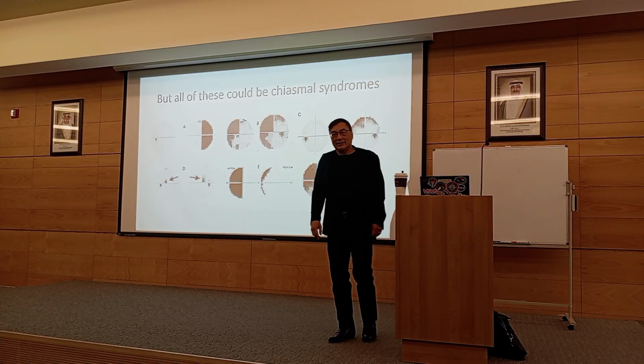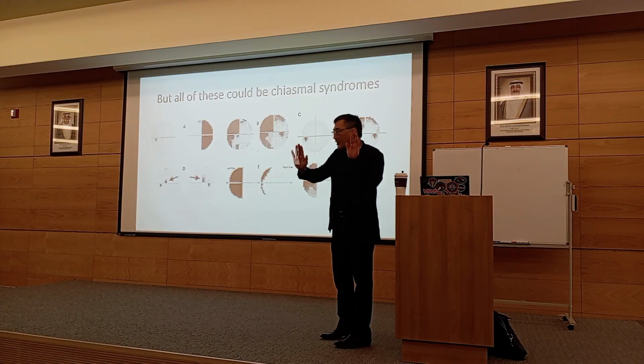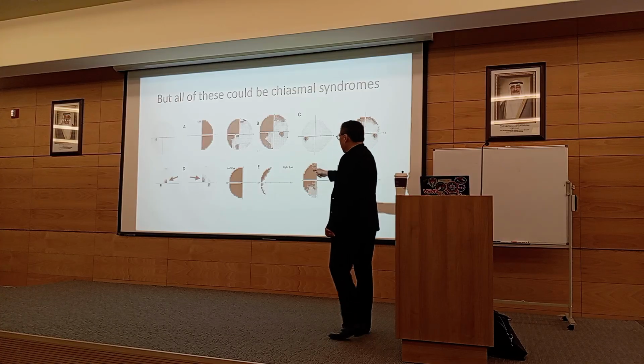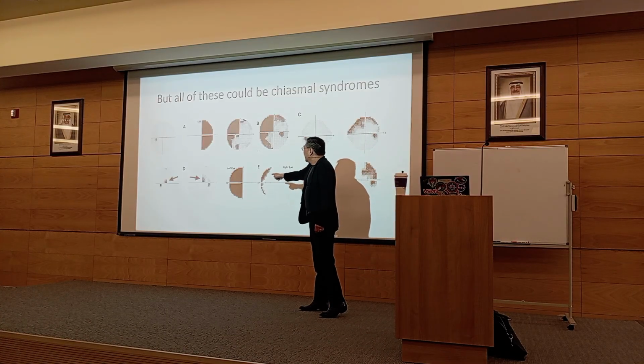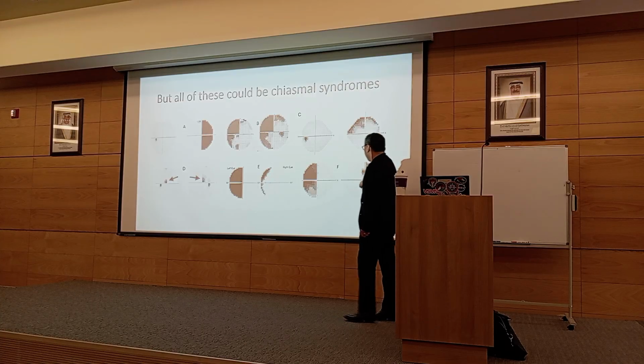How about D? Where's that lesion? See, it's bitemporal, but it's paracentral. See that there? Is that chiasmal? Yes, that's the posterior chiasm, number 4, the crossing macular fiber. That's also bitemporal. Yes? How about E? That's also homonymous.